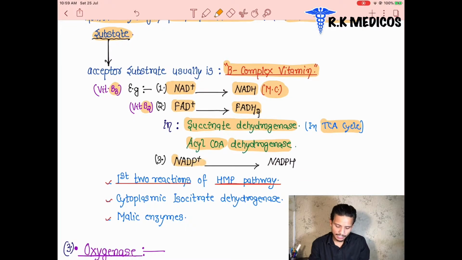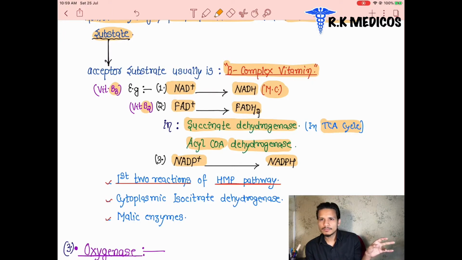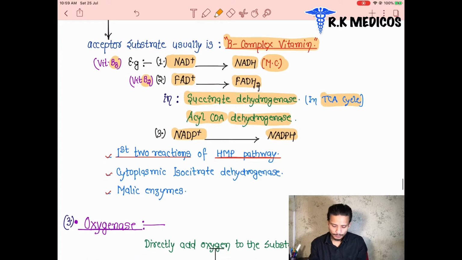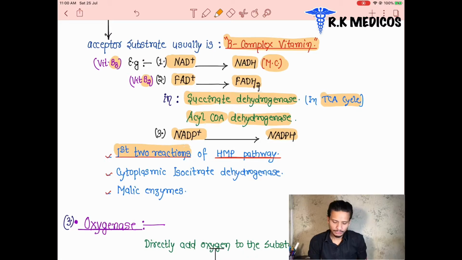Next one is NADP. NADP plus is converting into NADPH. Here is also a gain of one hydrogen. They take from another substrate, going to vitamin B, and here we can see these reactions. NADP plus is converted into NADPH. Basically, they are seen in the first two reactions of the HMP pathway, or the pentose phosphate pathway.